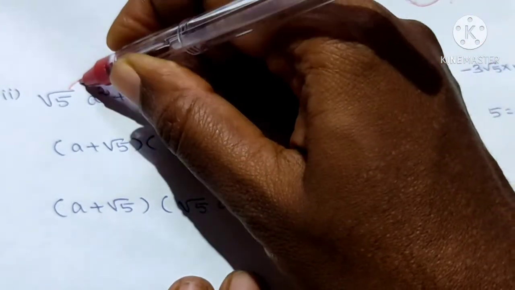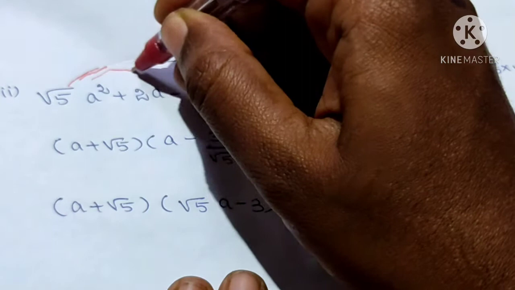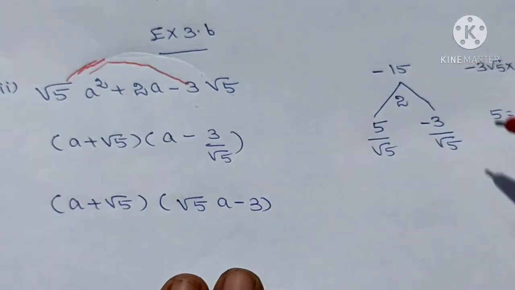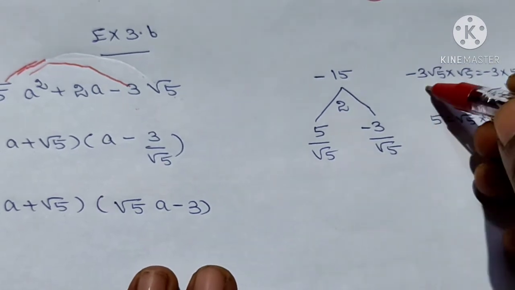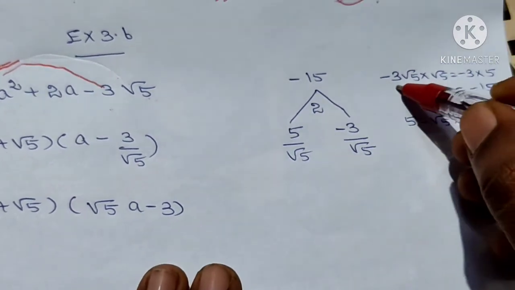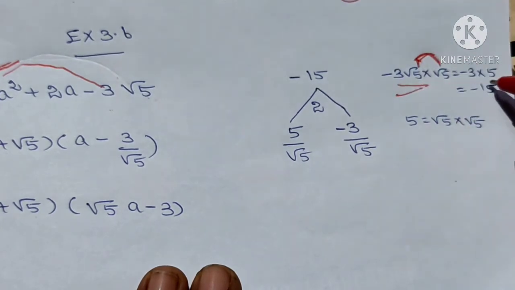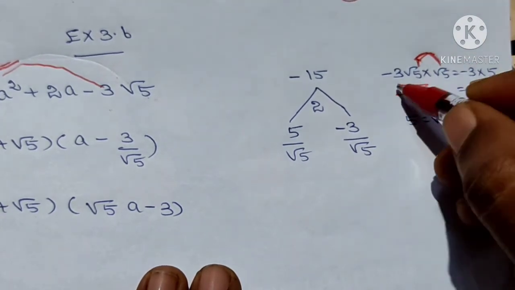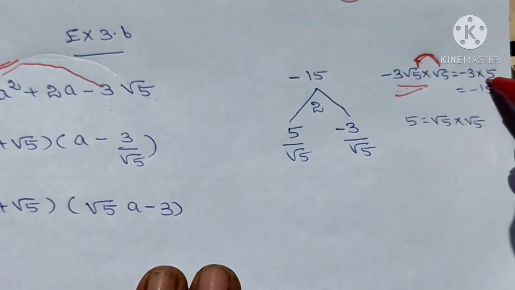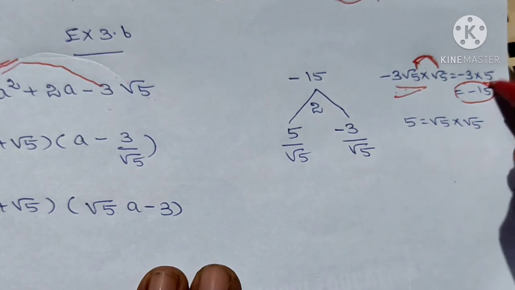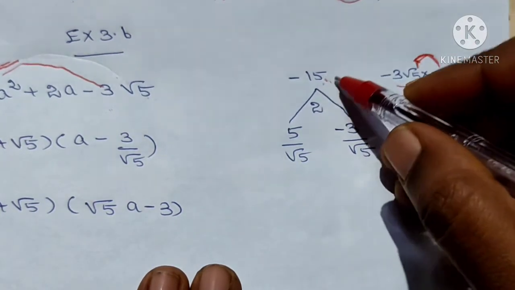Constant and coefficient of a square is root 5 into minus 3 root 5. What's the value? Root 5 into minus 3 root 5 is, multiplying these two numbers, root 5 into root 5, we get 5. So minus 3 into 5 is minus 15.